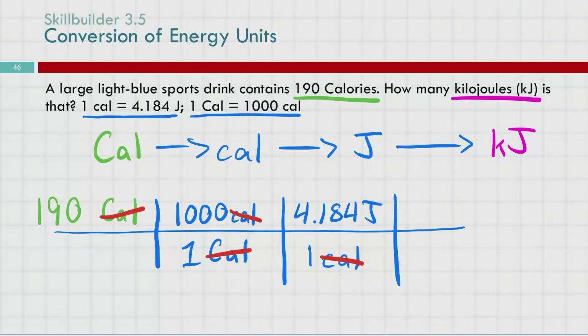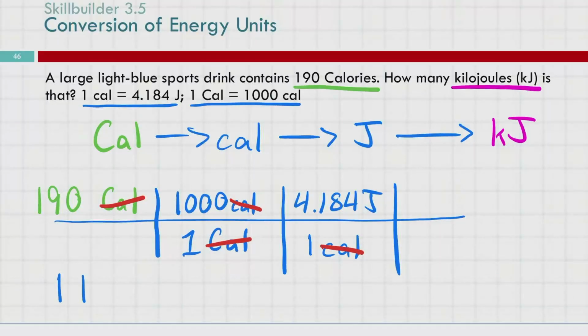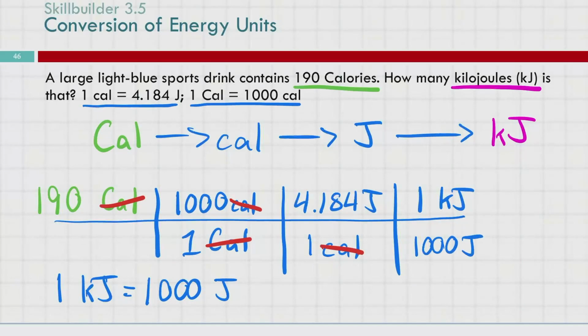And then we need to figure out whether kilojoules or joules are bigger. What's a bigger unit? Is a joule bigger or a kilojoule? Kilojoule is bigger, and they're off by a factor of 1,000. The k in kilojoule stands for 1,000. So 1 kilojoule equals 1,000 joules, just like there's 1,000 meters in 1 kilometer. So we'll put our 1 kilojoule on top and our 1,000 joules on the bottom. Our joules cancel, and this will give us a value in kilojoules.